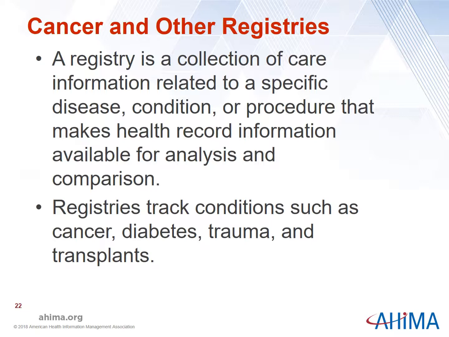There are many types of registries currently found in healthcare. A registry is a collection of care information related to a specific disease, condition, or procedure that makes health record information available for analysis and comparison. These registries track conditions such as cancer, diabetes, trauma, and transplants. All registries are designed to record data on patients who meet criteria for inclusion in the registry.